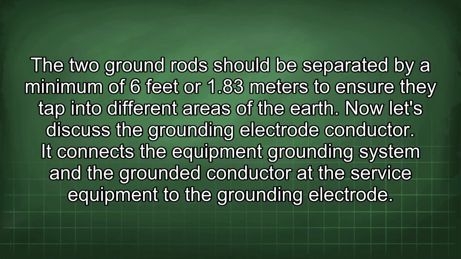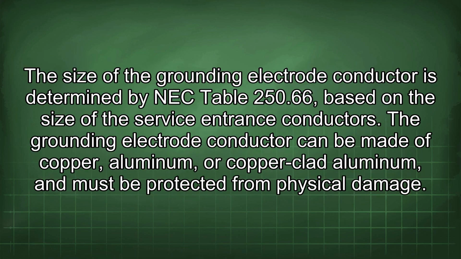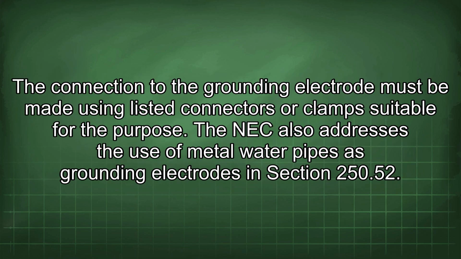Now let's discuss the grounding electrode conductor. It connects the equipment grounding system and the grounded conductor at the service equipment to the grounding electrode. The size of the grounding electrode conductor is determined by NEC Table 250.66 based on the size of the service entrance conductors. The grounding electrode conductor can be made of copper, aluminum, or copper-clad aluminum and must be protected from physical damage. The connection to the grounding electrode must be made using listed connectors or clamps suitable for the purpose.